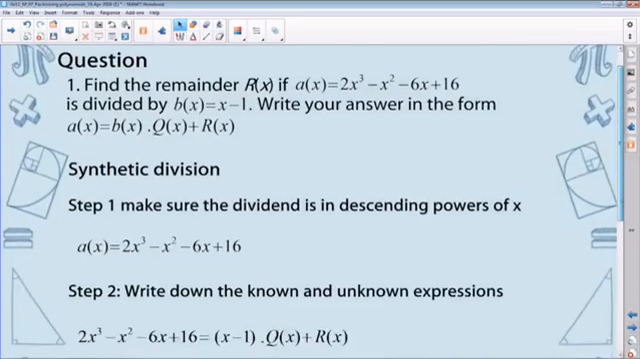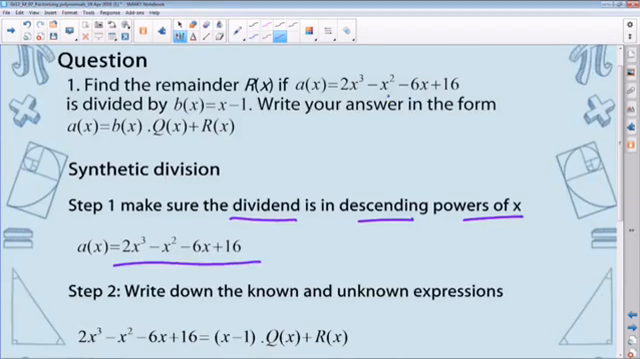So the first thing we're going to do in synthetic division is make sure that your dividend, so that's your function a of x in this case, is in descending powers of x. So you've got 2x cubed minus x squared minus 6x plus 16. It is all in descending powers of x, all right?